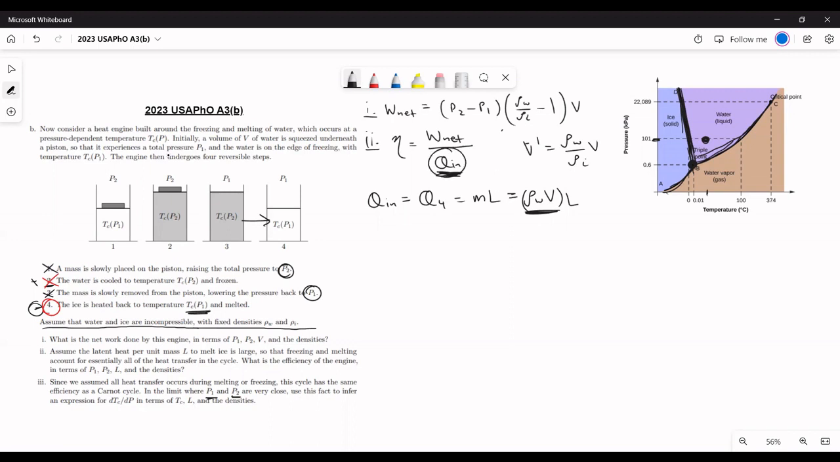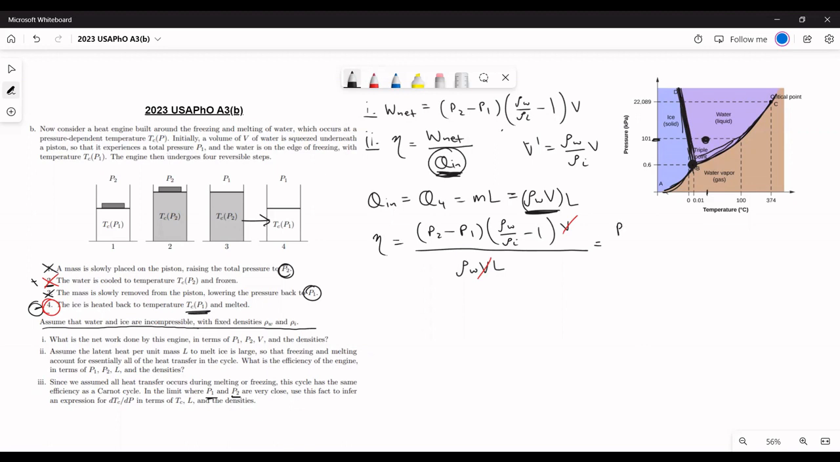So the efficiency is just going to be the value of the work, which is P2 minus P1 times this quantity here, times the volume of the water, divided by the heat in, which is rho W V L. And you can see that conveniently, the volume actually cancels out. And this tells us that the efficiency of this heat engine does not depend on how much substance we use. So if you double the amount of volume that's involved, it's still going to have the same efficiency.